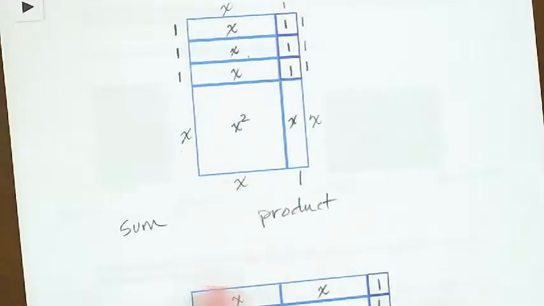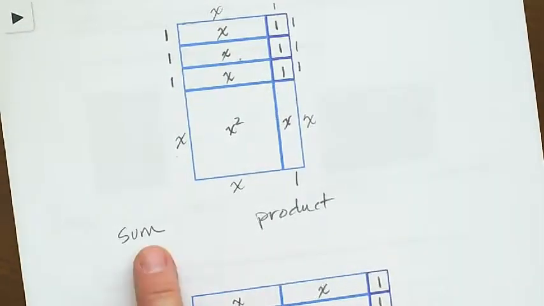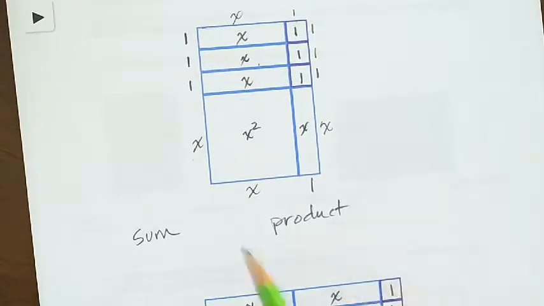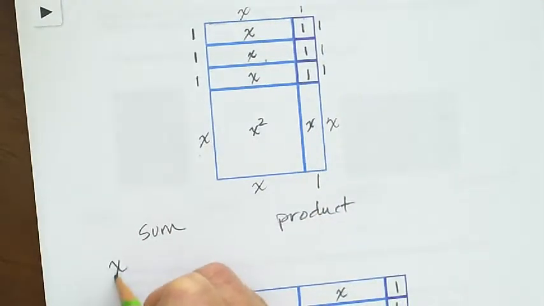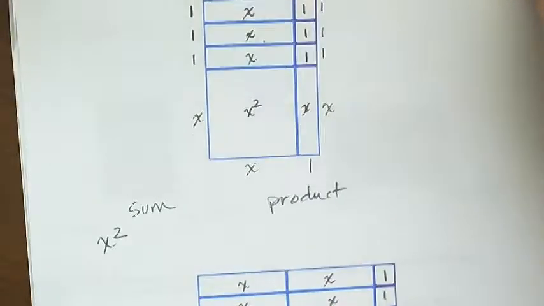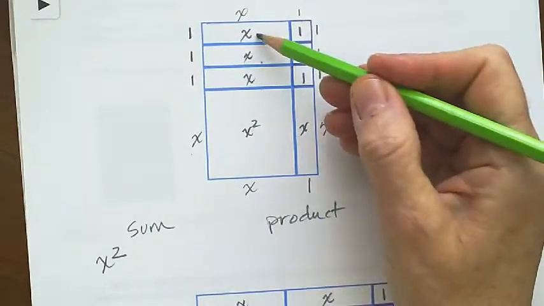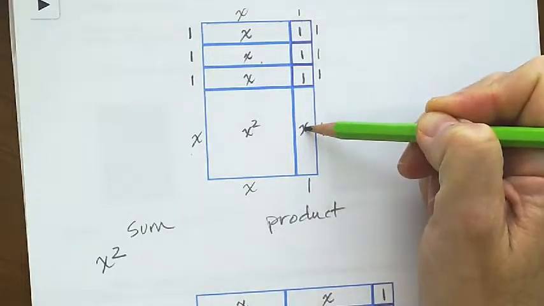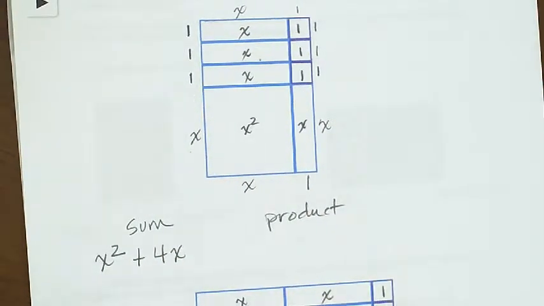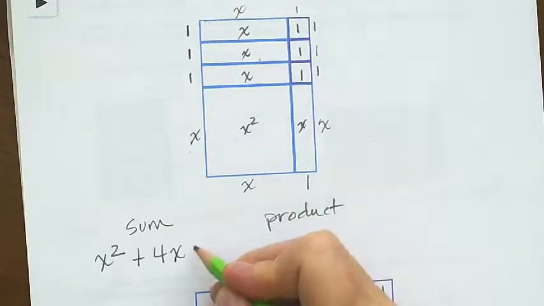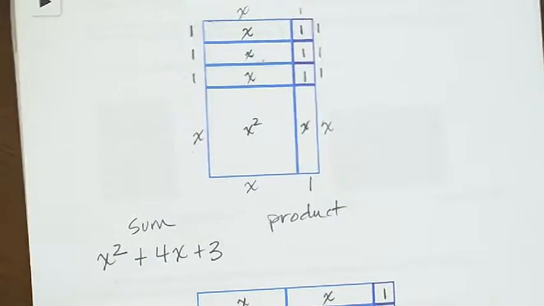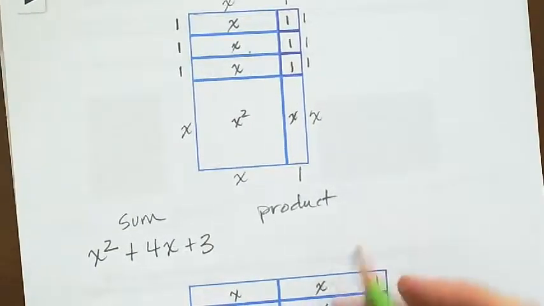Now really we're just doing the sum and the product. So the sum is all of these tiles added up together. So I've got 1 X squared tile, and I have 4 X tiles, so X squared plus 4X, and then I've got 3 unit tiles, so plus 3. This may look familiar. I think it was an exit ticket for some people.